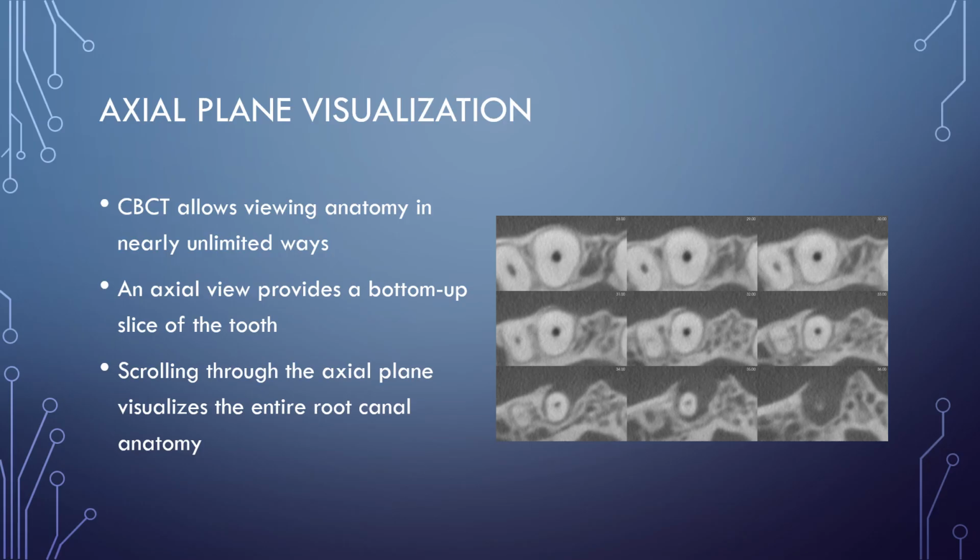By systematically scrolling through these axial slices from the crown all the way down to the radiographic apex, you can continuously trace the entire course of the root canal. This process allows you to definitively identify the exact number of canals, visualize where they might split or join, and diagnose complex morphologies like C-shaped canals.